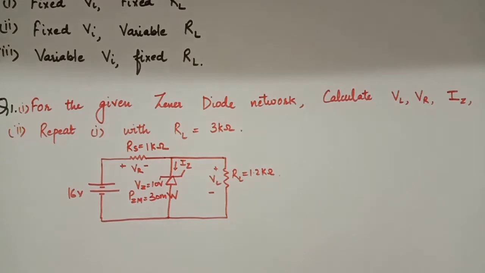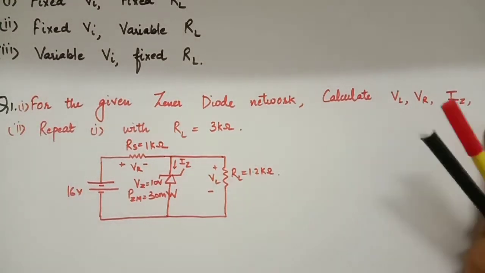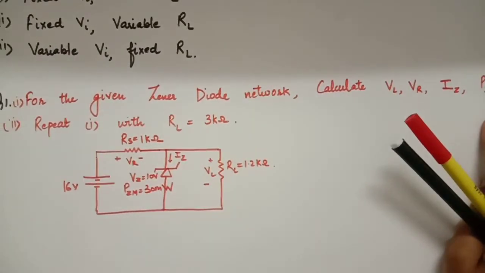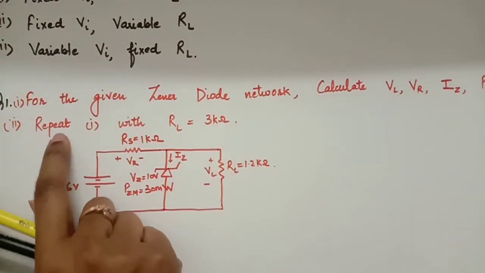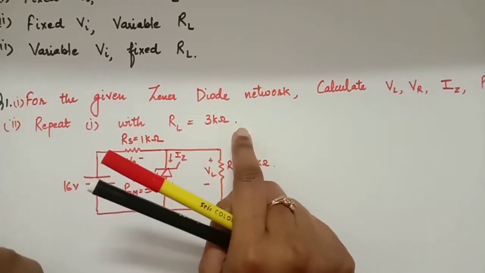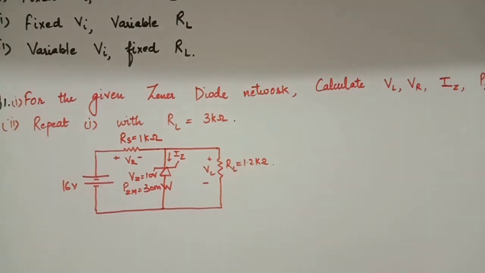See, this is a question which is very common in the case of Zener diode network, and you are asked to calculate these parameters: VL, VR, IZ, PZ, and you are also asked to repeat the same first part by replacing RL with 3 kilo ohm. In the first part, we have to assume RL as 1.2 kilo ohm. So let's start solving it.